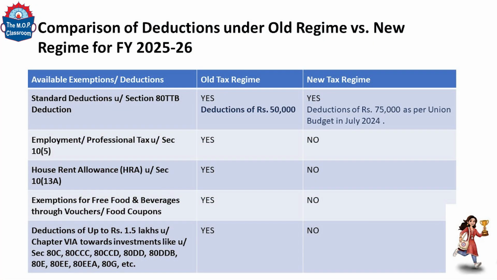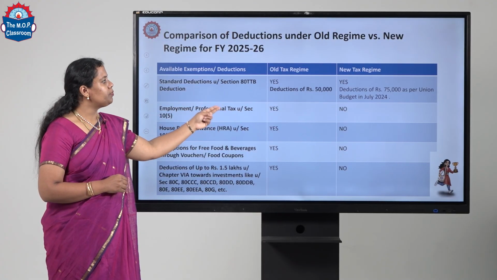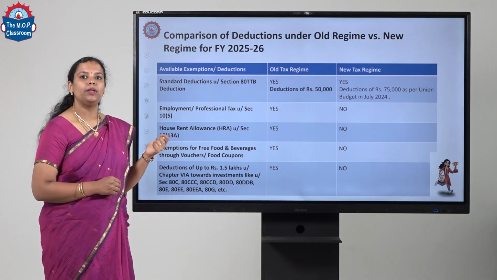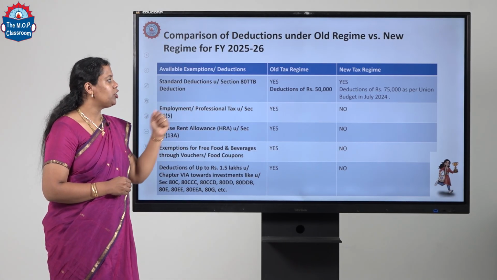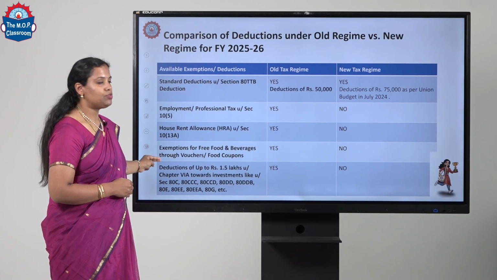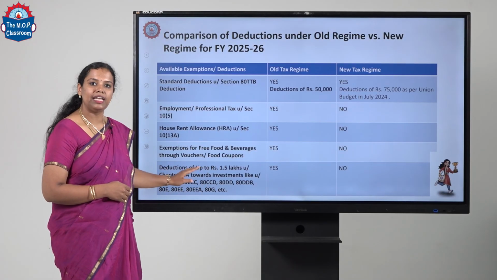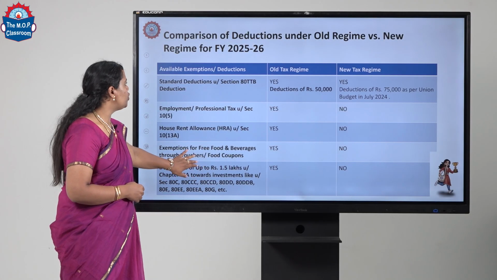So this is the comparison for you to show the deductions between the old tax regime and the new tax regime. These are the available exemptions right now in terms of old and new. As I was talking about the standard deduction, the old regime had given us 50,000, but the new regime is giving us 75,000. But yes, the deduction is available in both cases. The employment and or professional tax, old regime is yes and new regime is no. House rent allowances, exemption on food and beverages, deductions up to 1.5 lakh which was available with all the life insurance, NPS, PPF, that is available only with the old regime and not with the new regime.